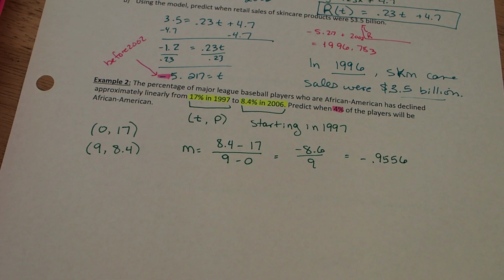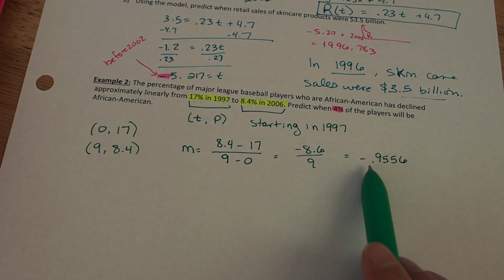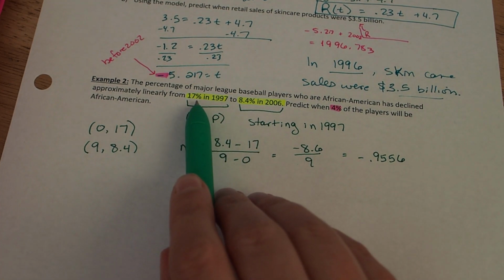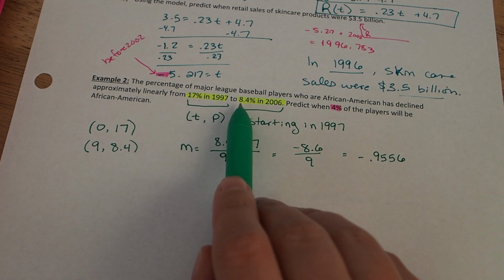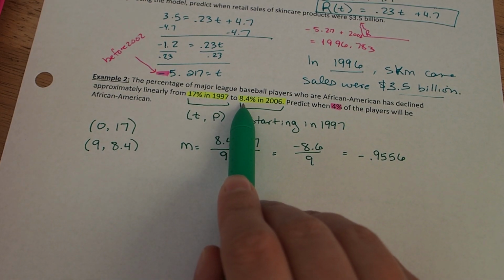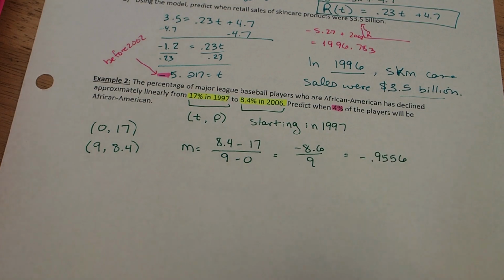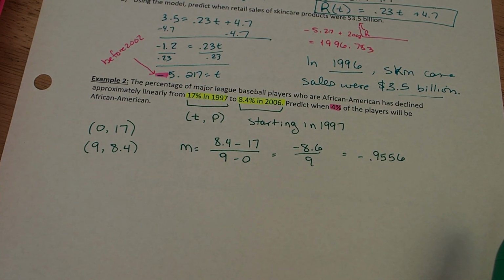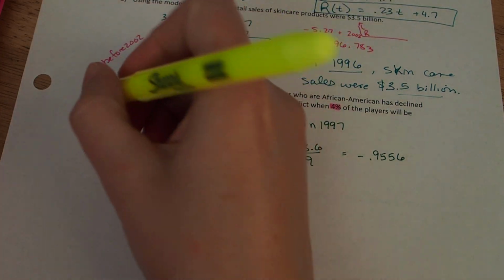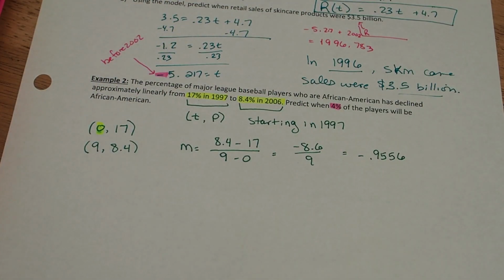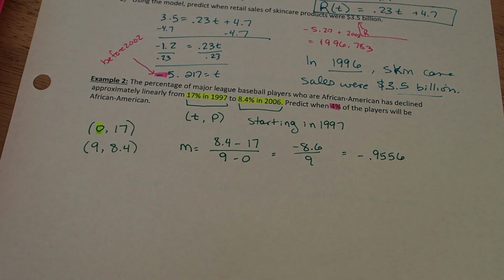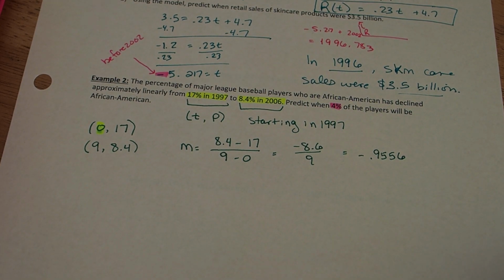Okay, so just some thoughts. This is negative, which means that it should be decreasing. You can see that it was 17% in 1997. It decreased to 8.4 in 2006, so I was expecting it to be negative because of the decrease there. Okay, and the next thing is I need to find the y-intercept. Remember that when we have an ordered pair that has a 0 in the x-coordinate, we get b, the y-intercept, from the y-coordinate.